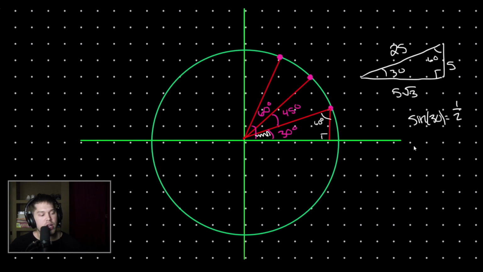And we know that cosine of 30 degrees is going to be what? Well, it's going to be the adjacent side, s root 3, over 2s. And the s's cancel out, leaving root 3 over 2. So the coordinate for this point here at theta being 30 degrees is going to be our cosine value of root 3 over 2 and our sine value of 1/2.